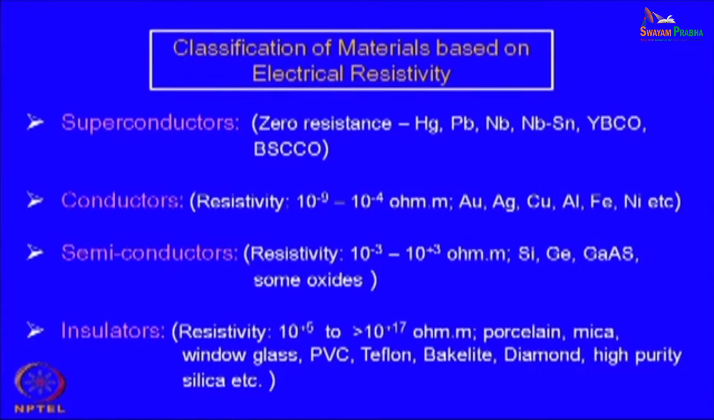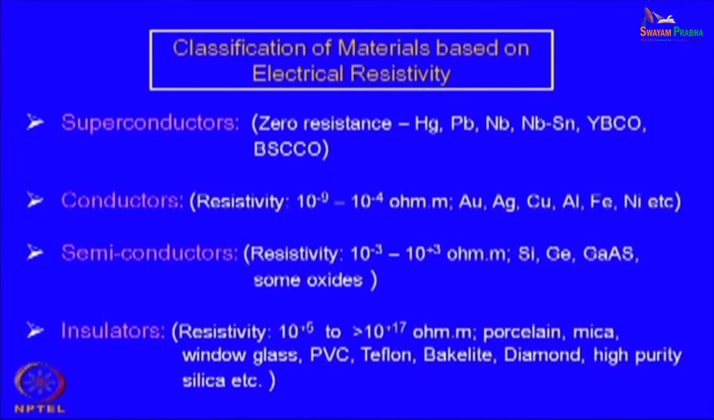We will look into it at a later stage: what are those materials, what are their structures, and why they are superconducting. So, this is a very specific group of materials called superconductors, having the highest possible conductivity or near 0 resistivity. For all practical purposes, resistance is 0.